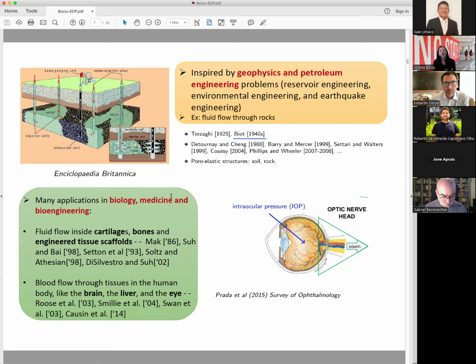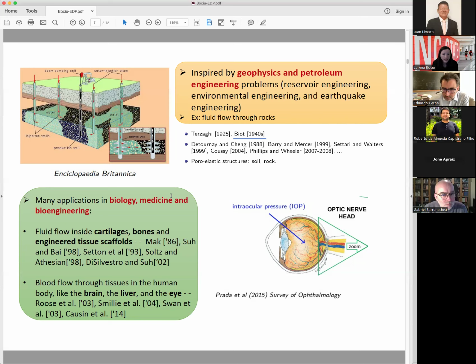And after that, there's a lot of work in the literature related to this. Here I'm just mentioning a few of them. Of course, the list is non-exhaustive. But again, the focus in most of them is on geophysical applications. So the poroelastic structures are really soil and rocks.